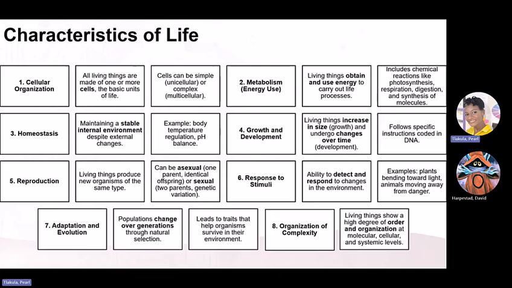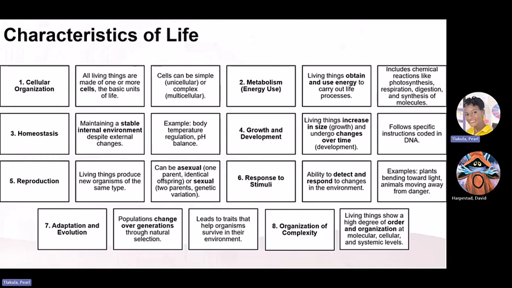So the fourth characteristic of life is growth and development. All living things increase in size, meaning they grow, and undergo changes over time, meaning they develop. They follow a specific instructional code in a DNA. All living things reproduce. This means that new organisms of the same type are produced. This can be asexual, meaning from one parent an identical offspring can come, or sexual, where two parents come together with genetic variation and produce an offspring.